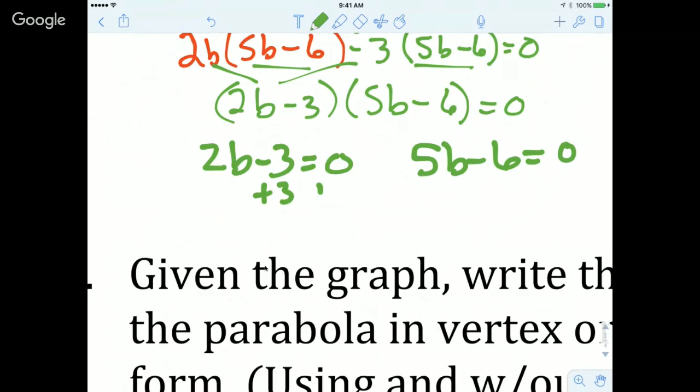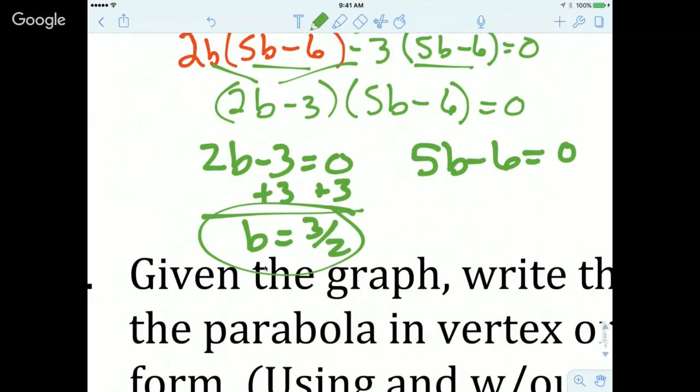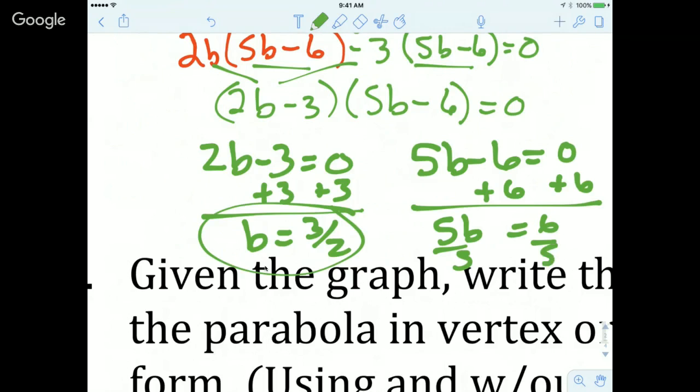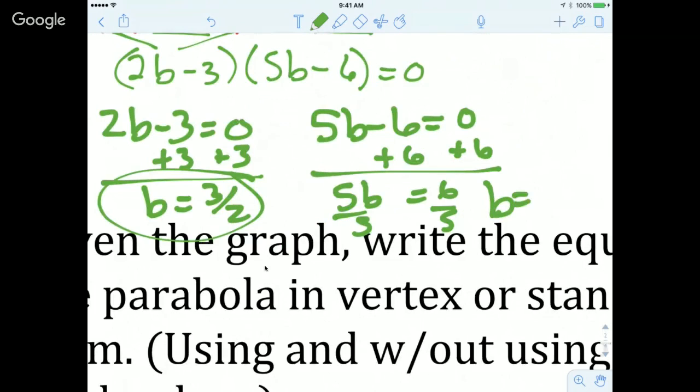Add 3 to both sides, and then divide by 2. So B equals 3 over 2. And over there, add 6 to both sides and then divide by the 5. So B equals 6 over 5.